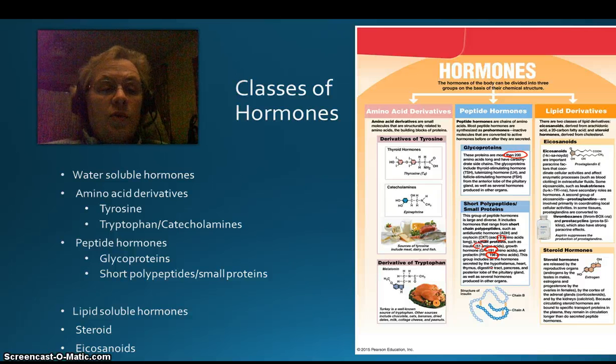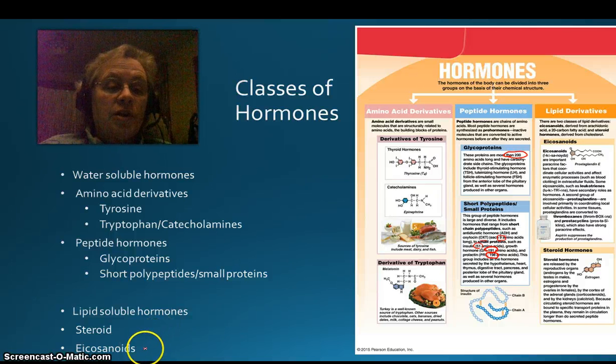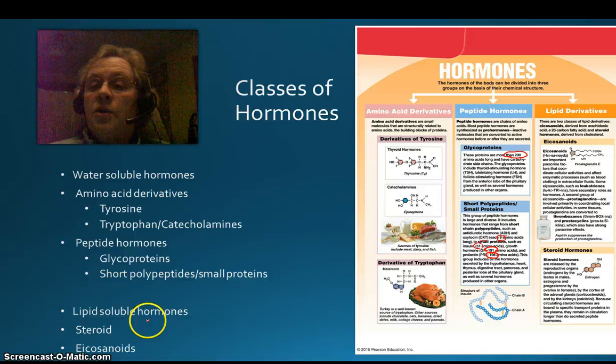Compare that with the lipid-soluble hormones. This time we are deriving most of our hormones from cholesterol. At any rate, it's going to be a lipid base. In this group are the eicosanoids. I'm going to switch and start here with the eicosanoids instead of the steroids.